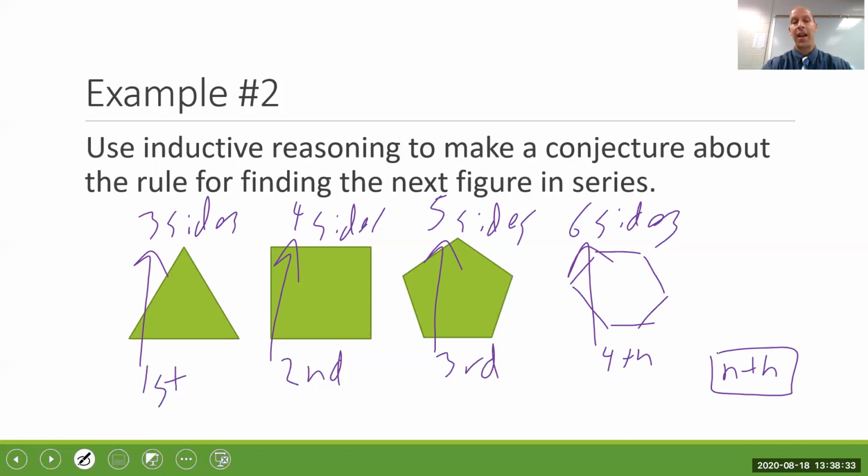Can you see the connection between the numbers along the bottom and the numbers on the top? I'm hoping you'd guess that the nth one will have n plus, not minus, 2 sides, since 4 plus 2 is 6. So n plus 2 sides might be the rule for that particular pattern.